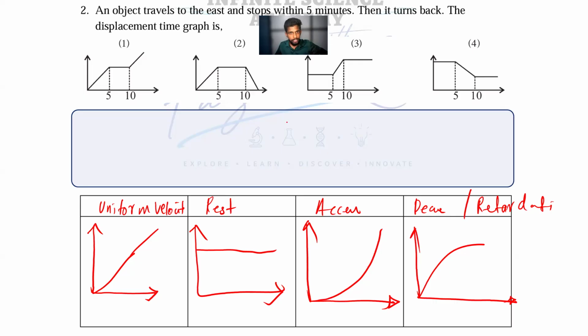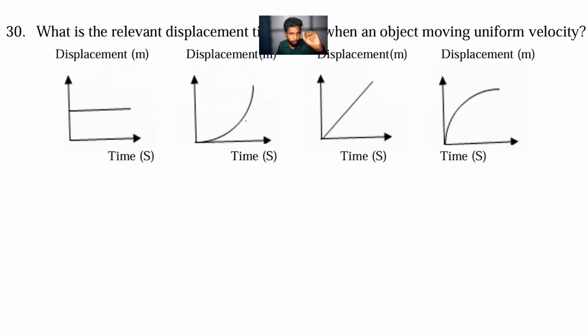Okay. Fine. So these are the types of displacement time graph. You may remember. I think already we have written all those things. So because of that one, I'm moving a little bit faster, right? Now we'll move to question number 30.